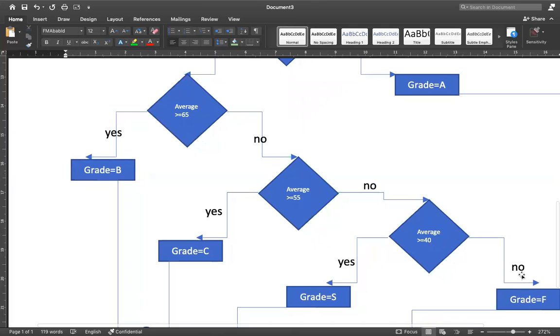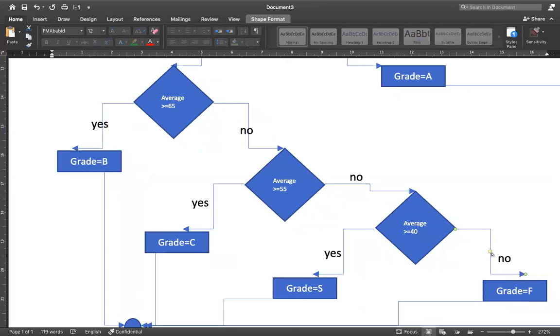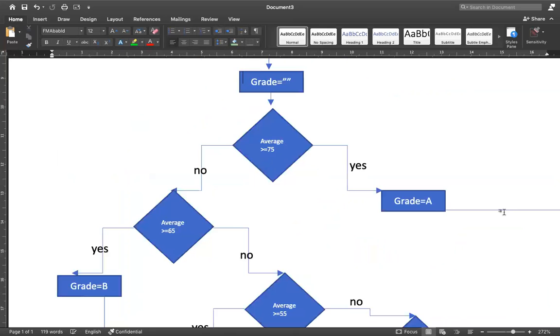Okay, after that, what you have to do is connect all these things. You have to connect all these links, right? All these links, even after yes or no, you have to come and connect to this one.